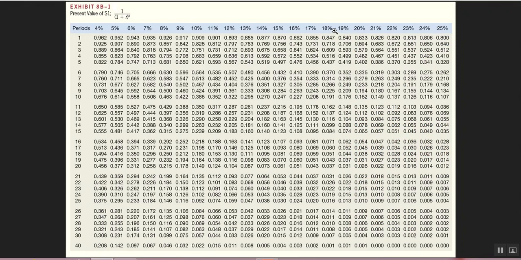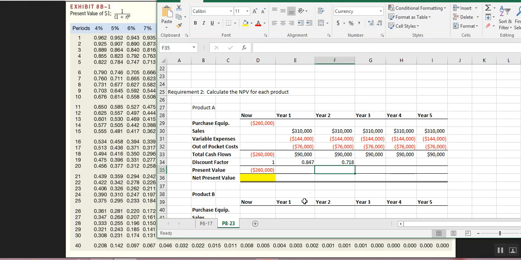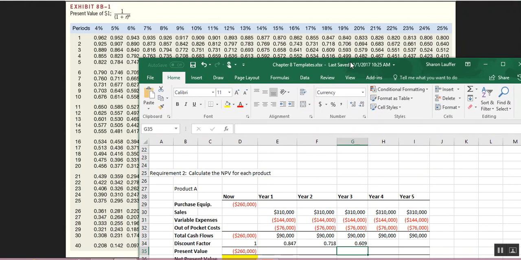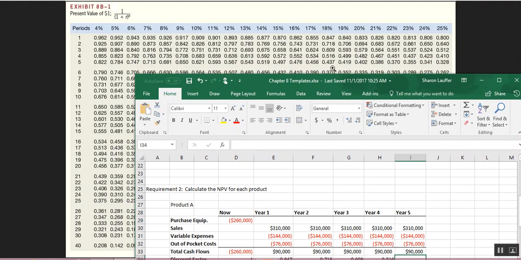Year 3, still under 18%. That one's 0.609. Year 4, where are you? Year 4, 18, looks like 0.516. And year 5, still under 18%, looks like 0.437.